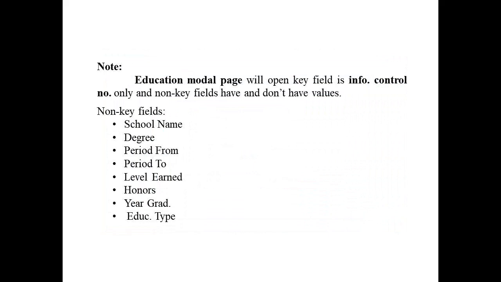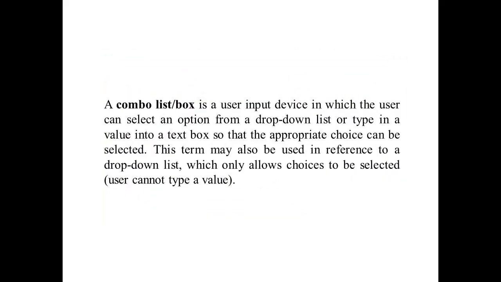Note: the education modal page will open with key field as info: Control No, only, and non-key fields that have and don't have values. Non-key fields: school name, degree, period from, period to, level earned, honors, year graduated, education type. A combo list box is a user input device in which the user can select an option from a drop-down list or type in a value into a text box so that the appropriate choice can be selected. This term may also be used in reference to a drop-down list, which only allows choices to be selected. The user cannot type a value.